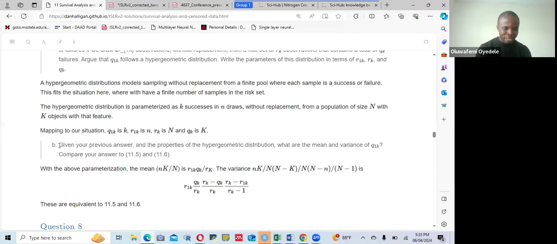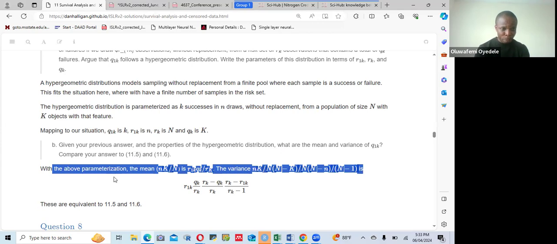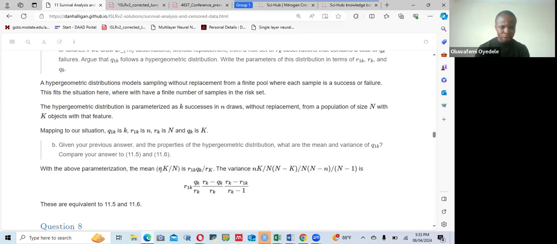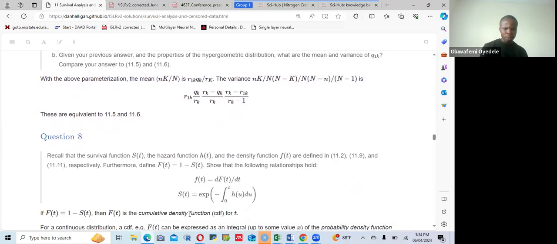So my apologies. Next, they say, given your previous answer and the properties of the hypergeometric distribution, what are the mean and variance of q1k, and we should compare it with what we have in 11.5 and 11.6. So they say with the above parameterizations, the mean and the variance are given by this equation, and they are equivalent to what we have in 11.5 and 11.6 of the book.